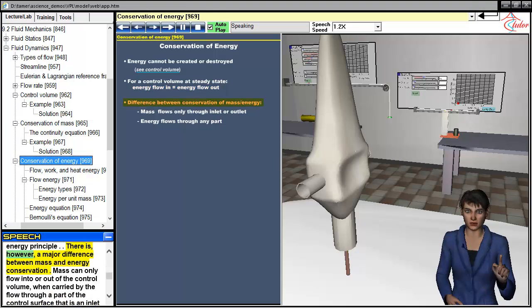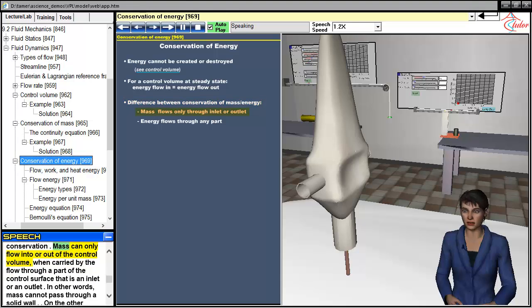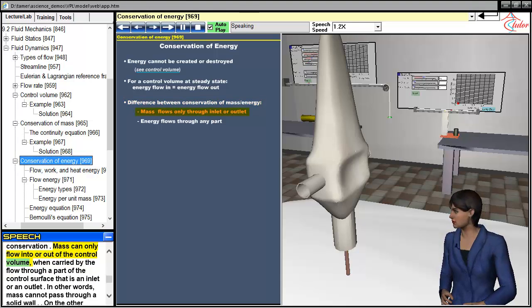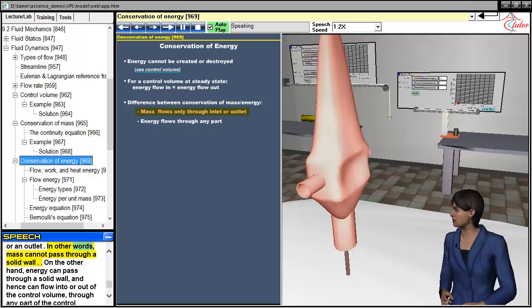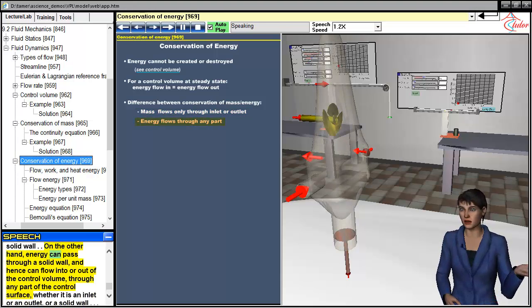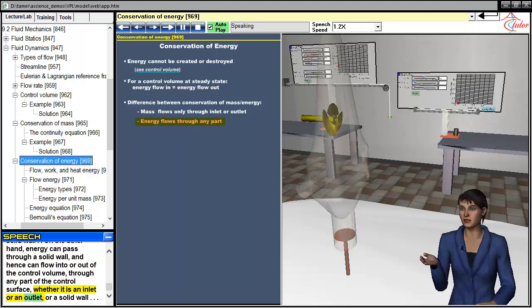There is, however, a major difference between mass and energy conservation. Mass can only flow into or out of the control volume when carried by the flow through a part of the control surface that is an inlet or an outlet. In other words, mass cannot pass through a solid wall. On the other hand, energy can pass through a solid wall, and hence can flow into or out of the control volume, through any part of the control surface. Whether it is an inlet or an outlet, or a solid wall.